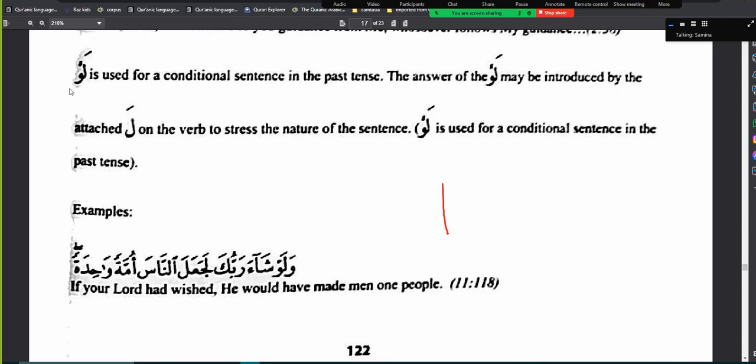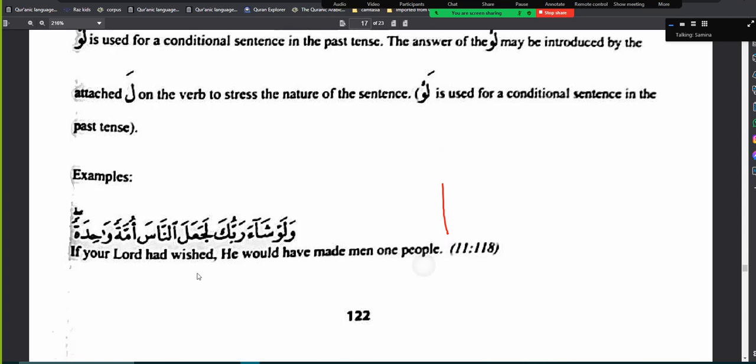Now again the same thing. Law is used for a conditional sentence in the madi past tense. The answer of the law may be introduced by the attached lam with a fatha on the verb to stress the nature of the sentence. Law is used for a conditional sentence in the past tense madi, like how I gave you example.